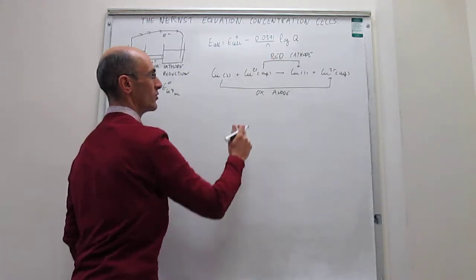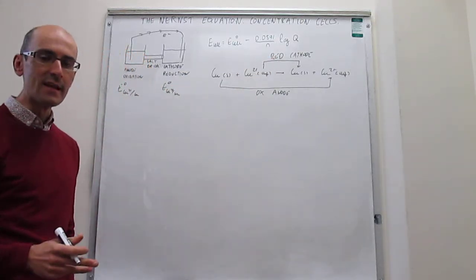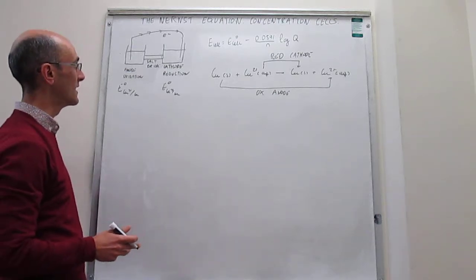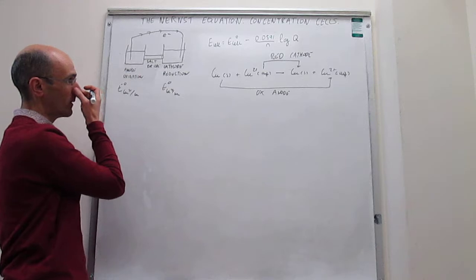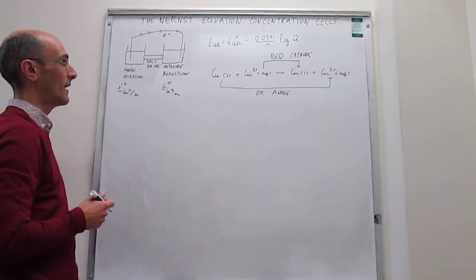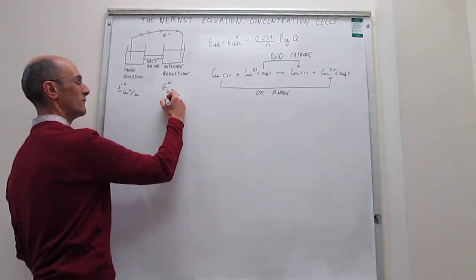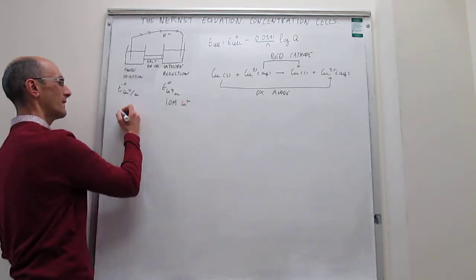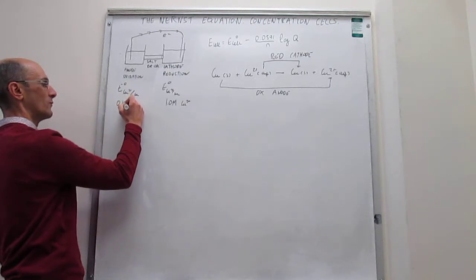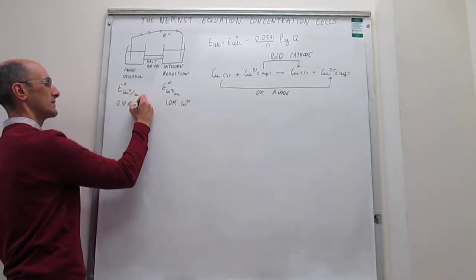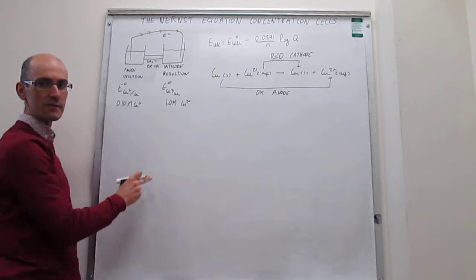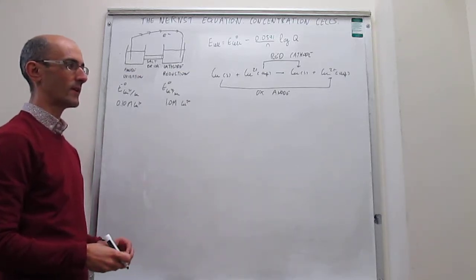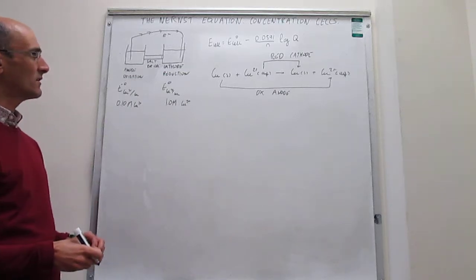Again, you're running exactly the same reaction, but the difference is that the concentrations are going to be different in each cell. So here in the cathode, we're going to have a concentration of 1.0 molar copper 2 plus, and in the anode, we're going to have a concentration of 0.10 molar copper 2 plus. And that difference in concentration is going to be enough to drive the reaction. So how is this going to work?